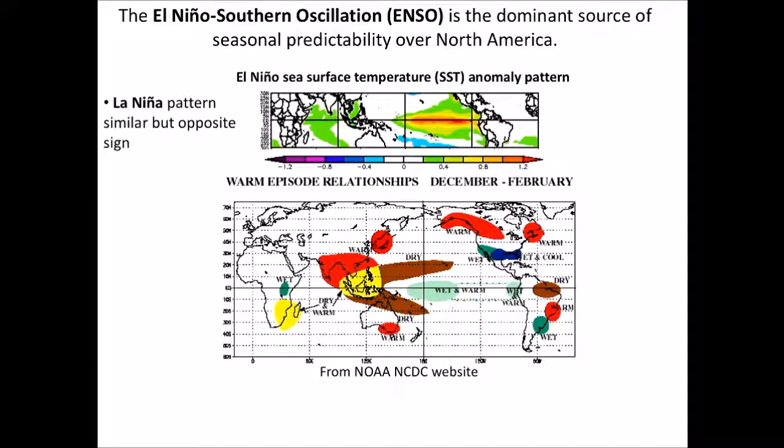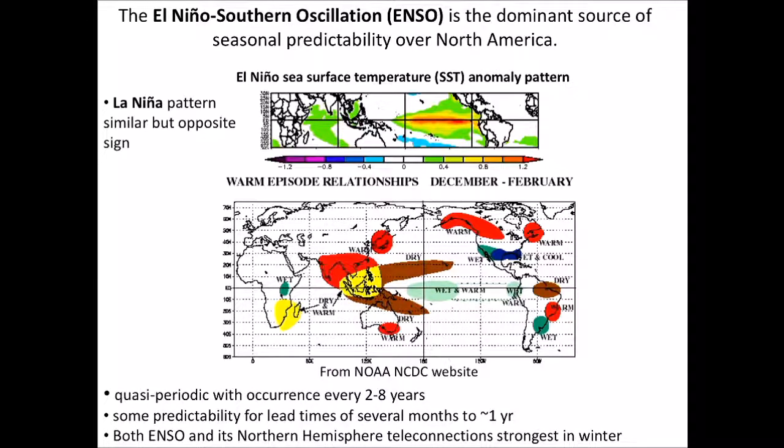And ENSO has very broad impacts. Here I'm showing a schematic that has the typical El Niño impacts during boreal winter. You can see during El Niño we tend to have above average temperatures over northwestern North America. It tends to be cool and wet over the southern U.S. But we see impacts over virtually every continent: South America, Australia, Southeast Asia, Africa, etc. So very large-scale impacts.